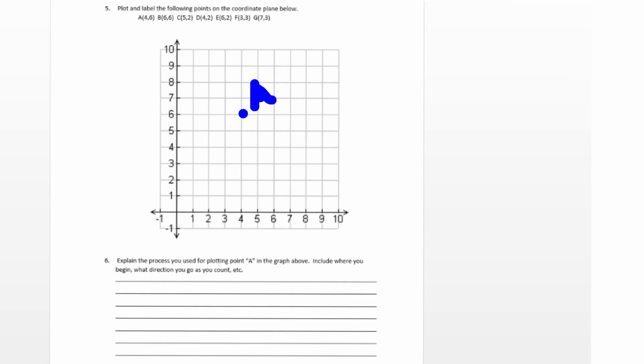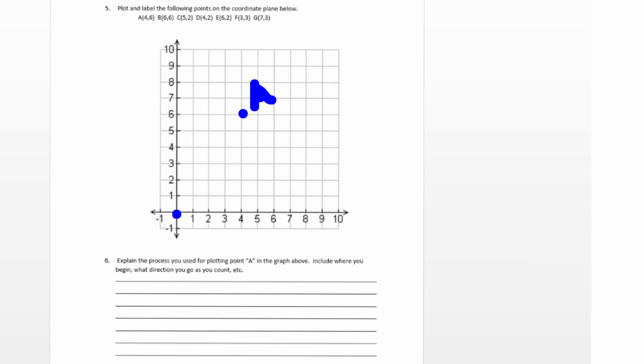Now what they want for this question is they want us to explain how we got that. So they want us to explain it in detail, and this is very, very important. You will see questions like this on tests that want to see, do you understand how points are actually plotted? So the first thing to notice is you always start when you're plotting at the origin, which is here. That's the origin. You will always start there.